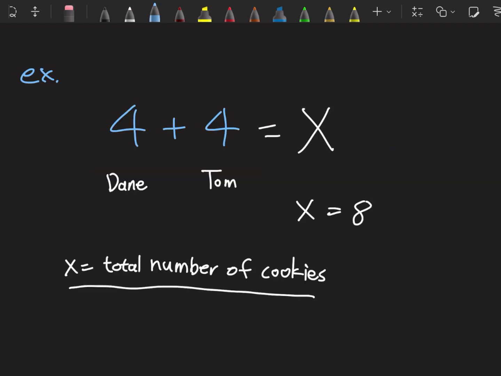Alright, here's an example. Dane has 4 cookies. Tom also has 4 cookies. X represents the total number of cookies. Well, x is obviously 8 because 4 plus 4 is 8. So the total number of cookies is 8.